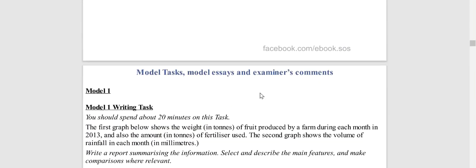In order to ask one, rain falling millimeters in 2013. Let's see.